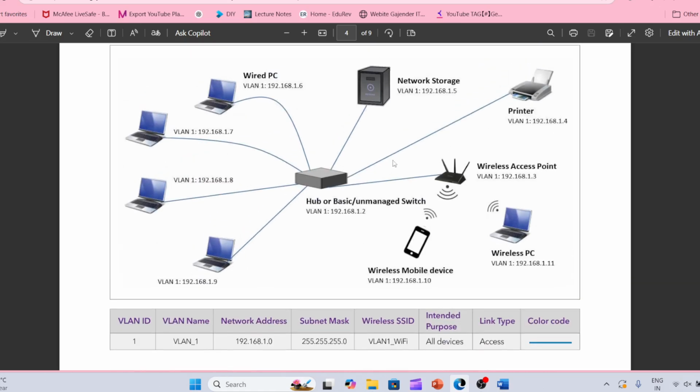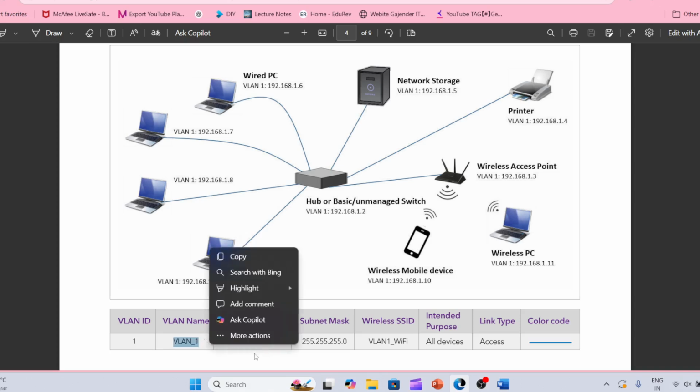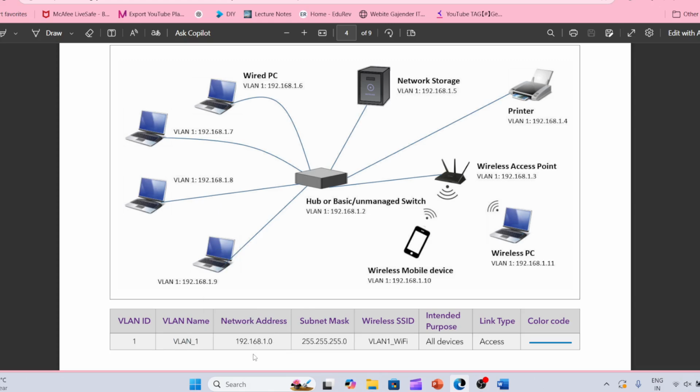Now you can see all are connected with a wire. So we can say this is VLAN 1, and it has some IP address, some subnet mask, and some SSID. This is my VLAN ID, 192.168.1.2. This is the IP address of the VLAN, and this is how I have connected different devices to my VLAN.